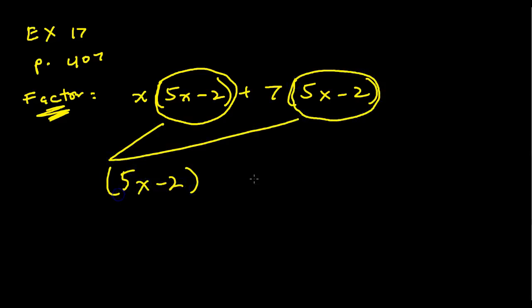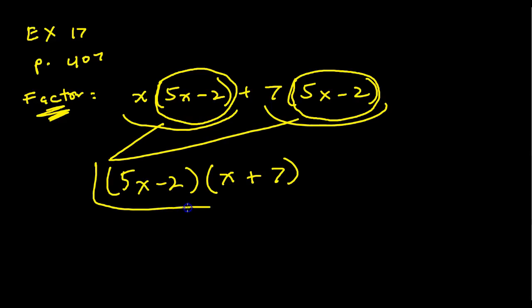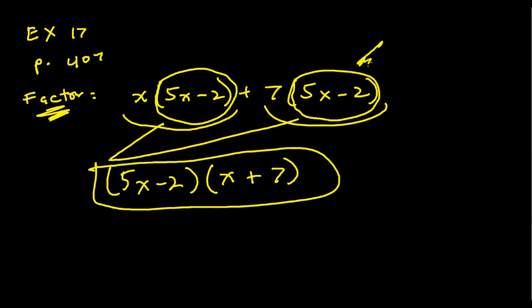Don't forget to wrap it in parentheses. Times, well, what's left? In the first slot here, I'll have an x that's left. And in the second slot here, I'll have a 7 that's left. So final answer, 5x minus 2 times x plus 7. So indeed, we can see here that GCFs don't have to be just numbers and variables. They can also be more complicated expressions as seen as common factors.